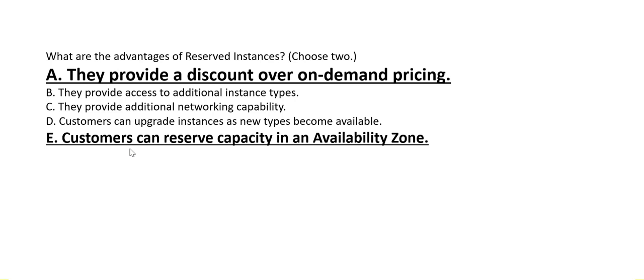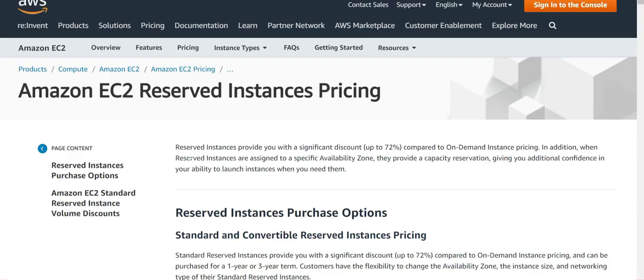E says customers can reserve capacity in any AZ. Yes, this is right. So you can reserve capacity in any availability zone. You can pin that. Hence, A and E will be the two correct answers. If you see here, reserved instances are assigned to specific AZ. Okay, so you can use any AZ.